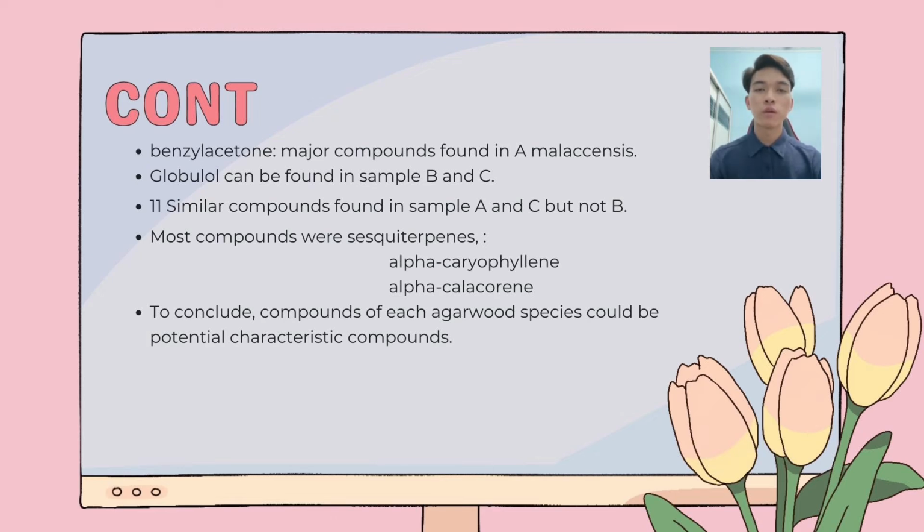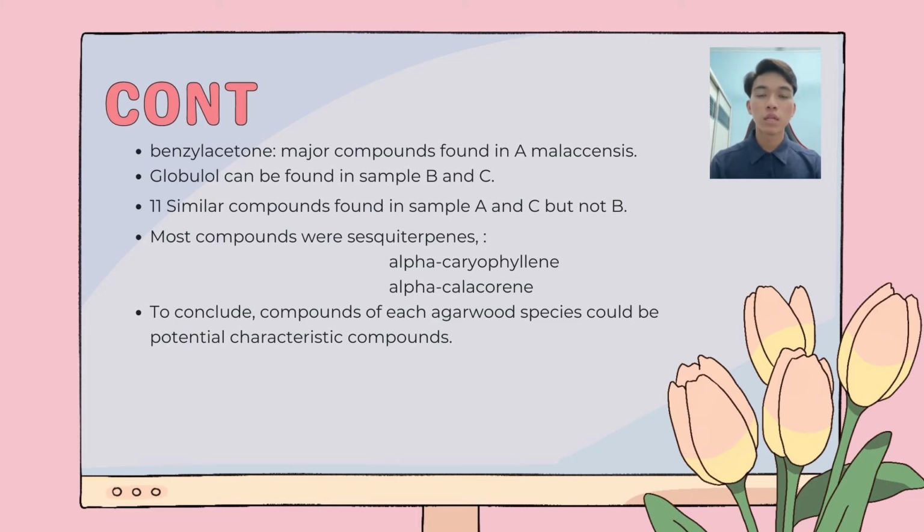Common occurrence of 3-phenyl-2-butanone was observed in all agarwood oil from Aquilaria malaccensis obtained from different sources in Peninsular Malaysia. In an earlier study, benzyl acetone was also found to be a major compound in Aquilaria malaccensis. In sample B and sample C, globulol was identified.